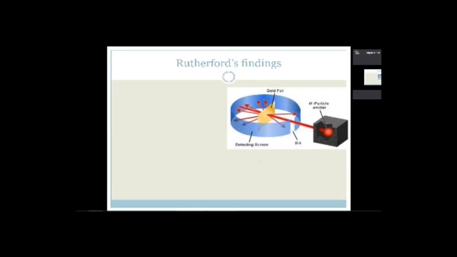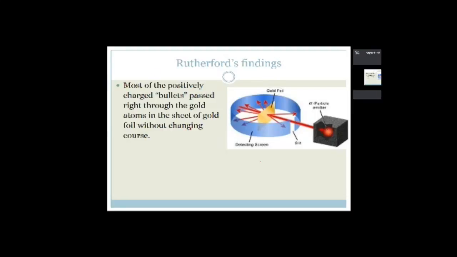So he actually set this experiment up to demonstrate to his students that you could see atoms even though they were so small that we couldn't see them with the naked eye. However, what they discovered was that most of the positively charged bullets passed right through the gold atoms without changing course and without messing with the gold foil. So in other words, there was no hole. They expected there to be a big hole over here. But what they discovered was that most of the alpha particles, what they call the positive bullets, traveled through without actually breaking the foil.